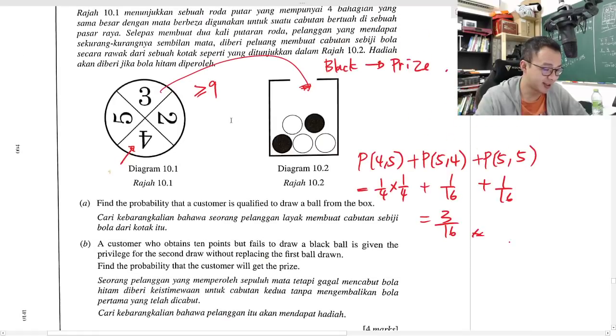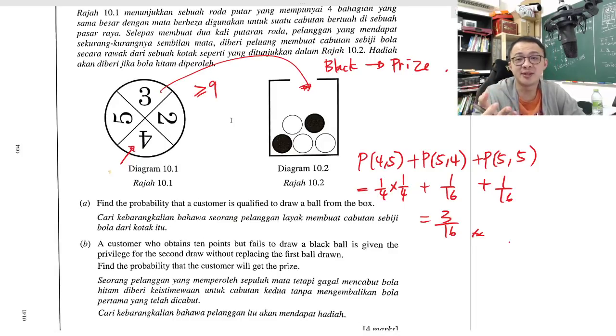Alright, the second one. A customer who obtained 10 points but failed to draw a black ball will be given the privilege of a second draw without replacing the ball drawn. Find the probability that the customer will get the prize. So if you get 10 points, you draw, and you might get a prize. So there are a lot of possibilities, so let's figure them out one by one.